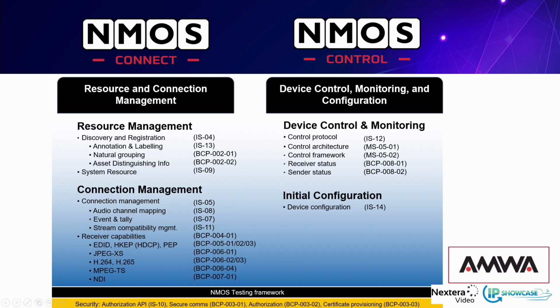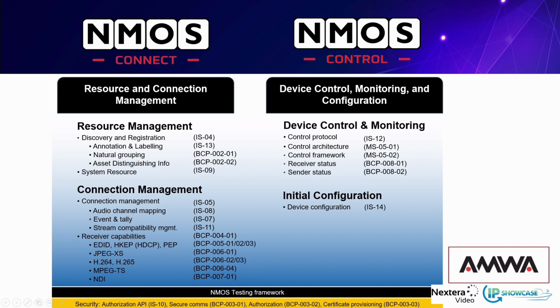So within NMOS Connect, which is what I will be mainly speaking about today, is resource management. We have the common IS-04, which is the registration and discovery. And there's a couple of BCPs that have built upon that and added things like labeling. How can we organize our NMOS devices with labels and grouping and some tags and things. And then there's also some automated ways to make it easier for your NMOS devices to connect to the network.